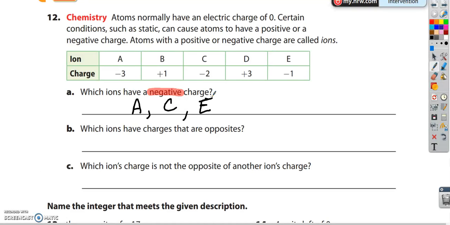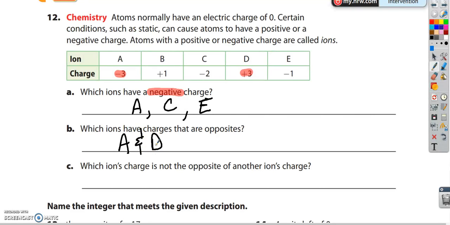Question B reads, which ions have charges that are opposites? So I'm going to go ahead and look at the table here, and I'm going to notice that -3 and +3 are the same digit, 3, but they're on opposite sides of the number line. So that means that A and D are opposite of each other. So I'm going to write A and D.